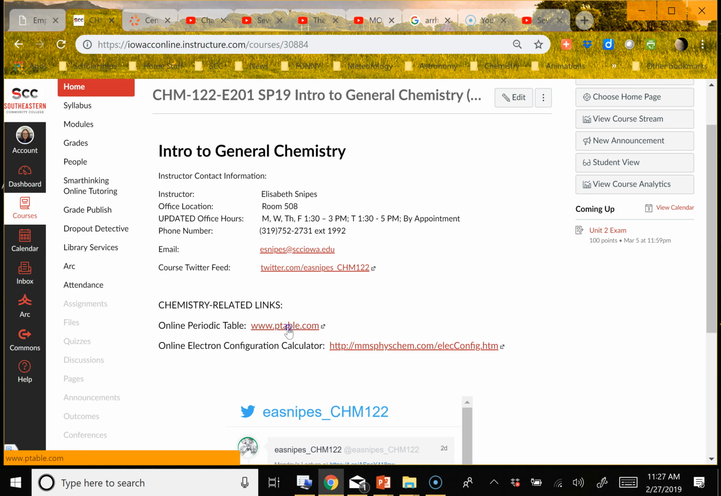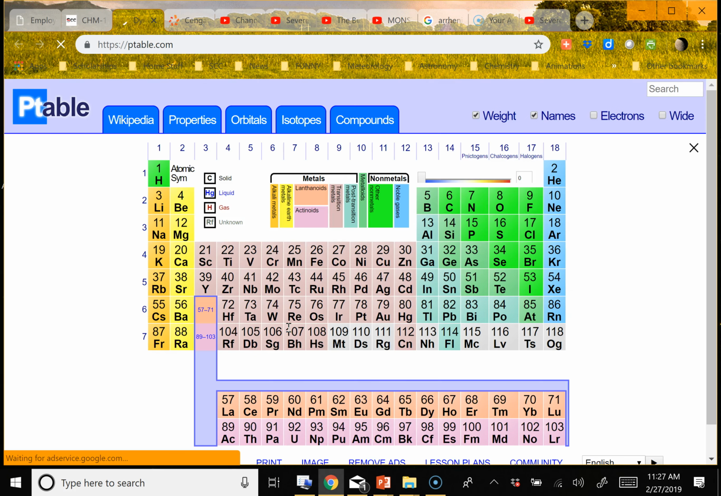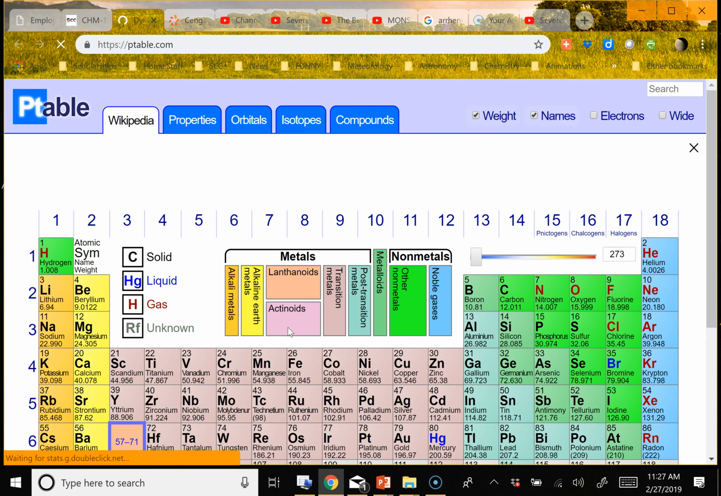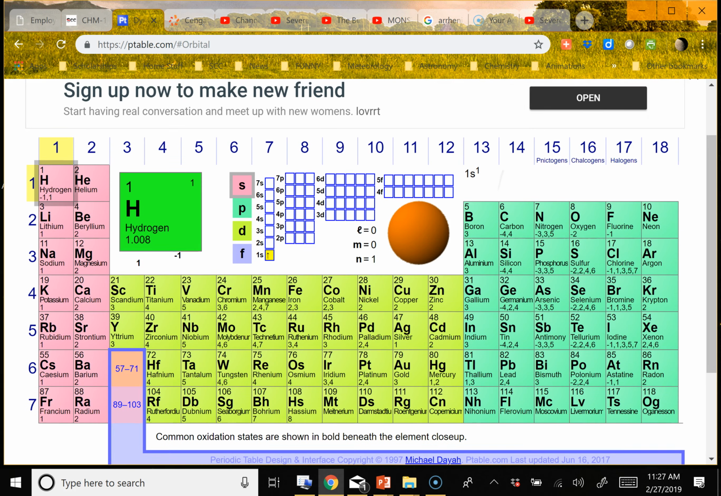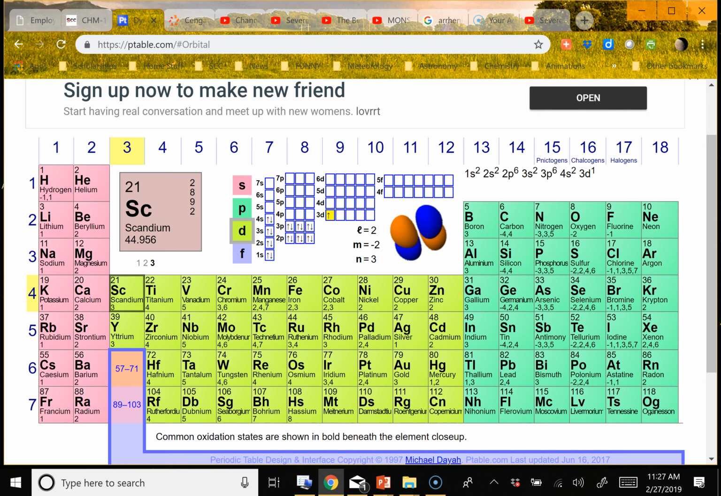So if we go to P table, that was the one where P stands for periodic. So with periodic tables, you can pick a different tab. For instance, we've been spending some time talking about orbitals. I could click on the orbitals tab, and then it's just what we've been talking about. So I could click on scandium. Isn't that adorable? It shows you where the electrons are, the little arrows up and down, just like we've been talking about. Here's the electron configuration written out, spectroscopic versus box and arrow. It's just a lot of fun.